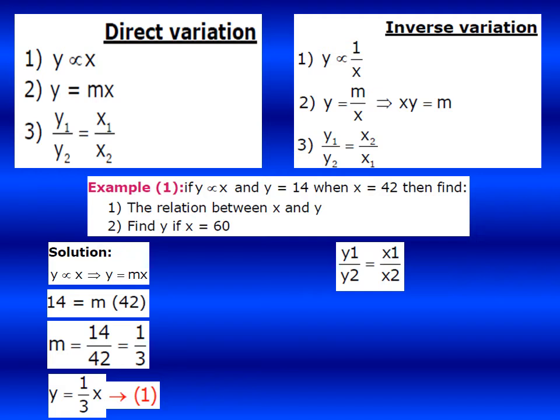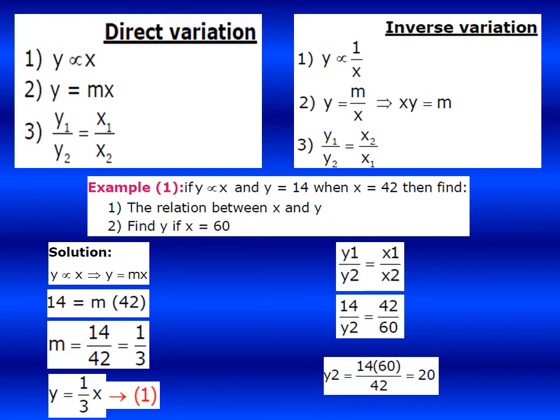The second required, we will use this rule: y1 over y2 equals x1 over x2. Then 14 over y2 equals 42 over 60. Then y2 equals 14 multiplied by 60 divided by 42 equals 20. This is the second required.